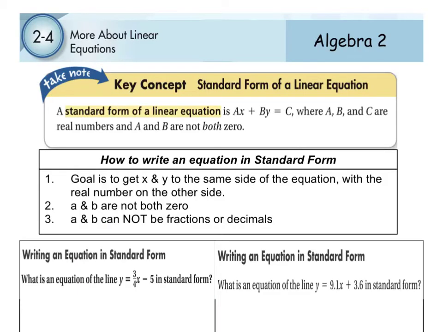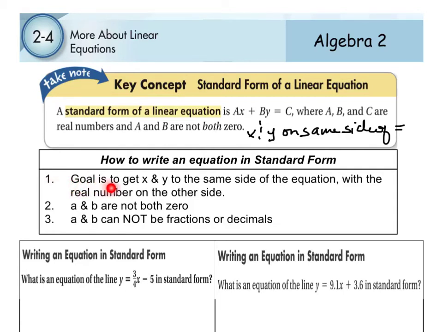Now the second new form we're going to learn is standard form of a linear equation. Standard form of a linear equation is ax plus by equals c, where a, b, and c are real numbers and a and b are not both 0. A couple things to notice about how this one is different. In slope-intercept form, we said get y by itself. Point-slope form has the point and the slope, or the two points and the slope. This one has x and y on the same side of the equal sign. Okay, so how do we write an equation in standard form?